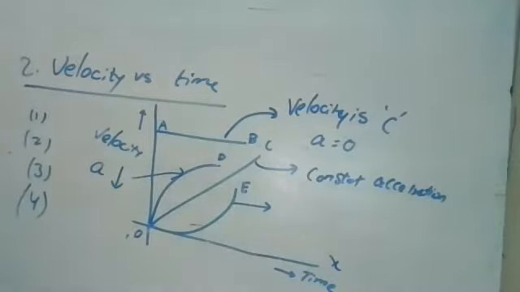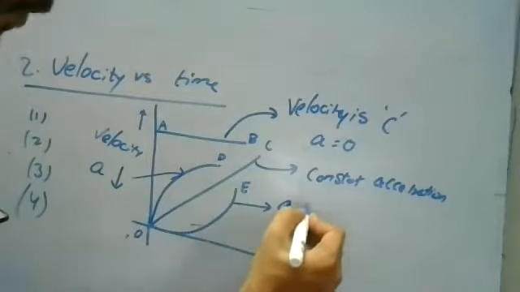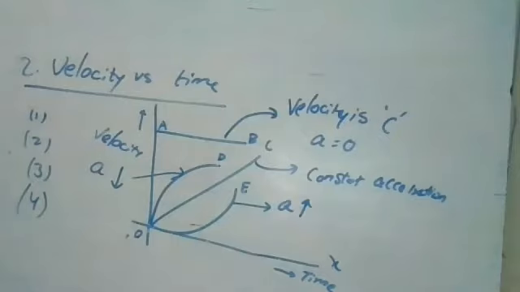Fourth point. If the graph obtained is a curve like OE, whose slope increases with time, the acceleration is increasing. Okay, these are the four points.